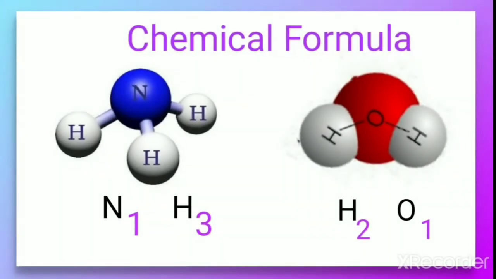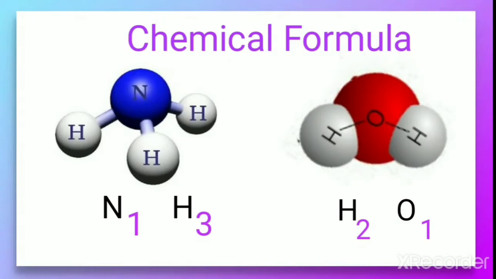These are the 2 chemical formulae shown here. For example, ammonia. The formula for ammonia is NH3. So the formula of ammonia is represented by NH3. What does it show? It shows that ammonia has 1 nitrogen and 3 hydrogen.